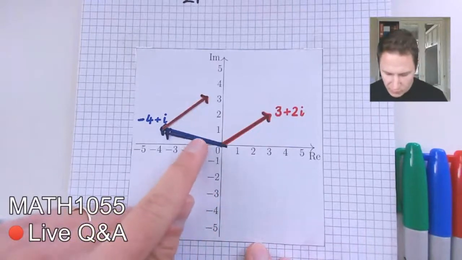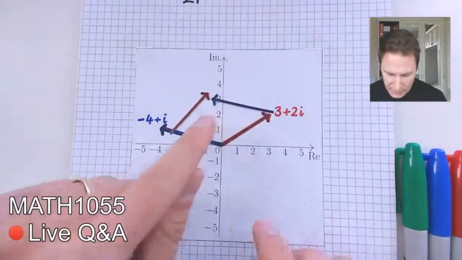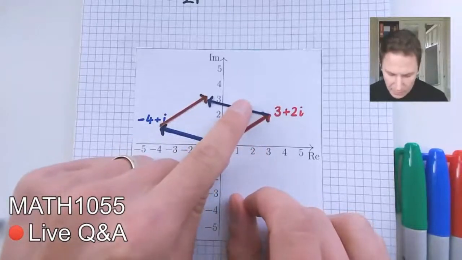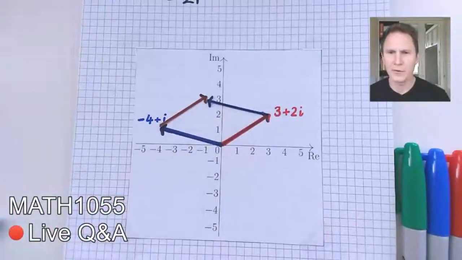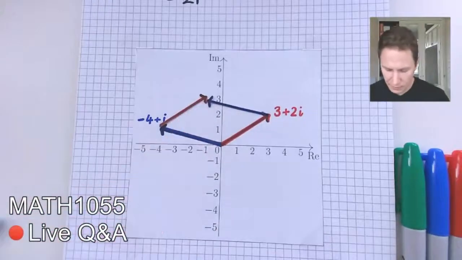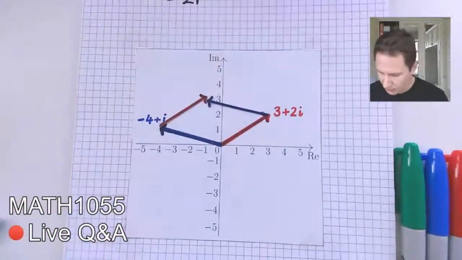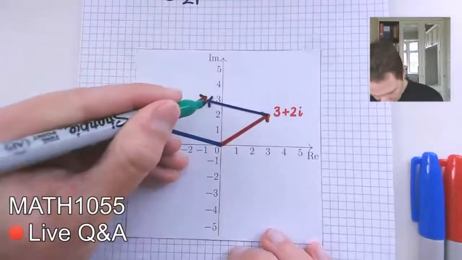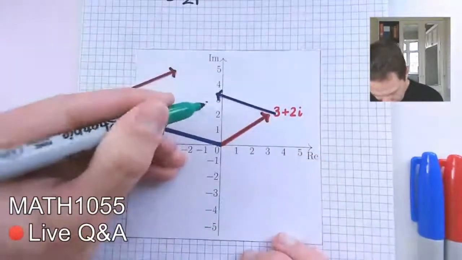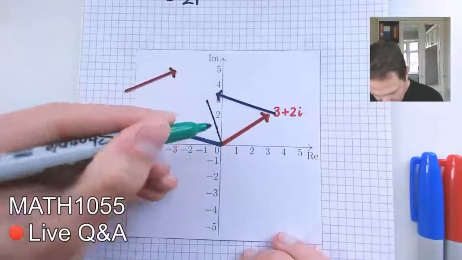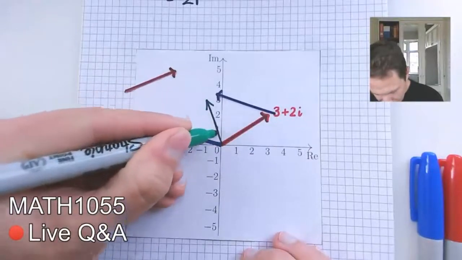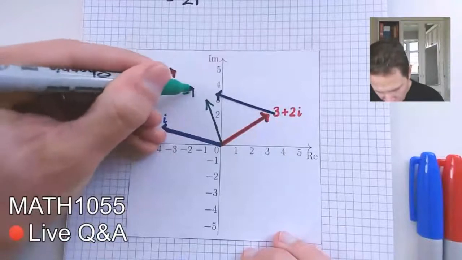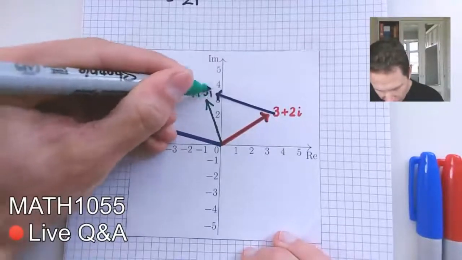You can do the same thing with the other vector as well, and what you will end up with is this nice parallelogram rule giving you the sum of these two numbers. So that would be pointing to that place. So that's the number -1 plus 3i.